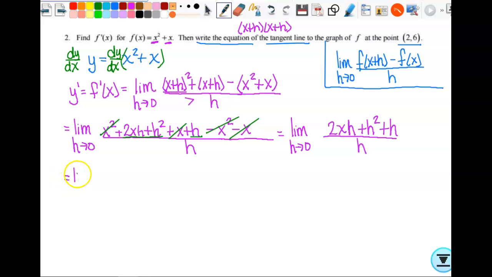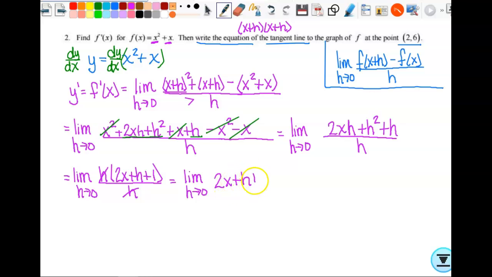Then I'm still rewriting the limit as h approaches 0 of, now I can factor the h out in the numerator. That leaves me with 2x plus h, then what? Plus 1. Don't forget that 1. I still have to have 3 terms, all over h. So those h's cancel out to be 1. We're all good with that? So now I have the limit as h approaches 0 of 2x plus h plus 1.